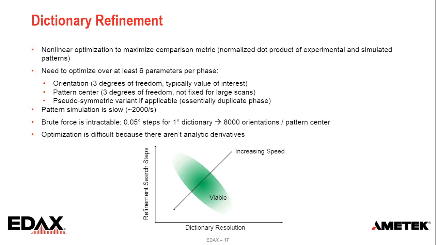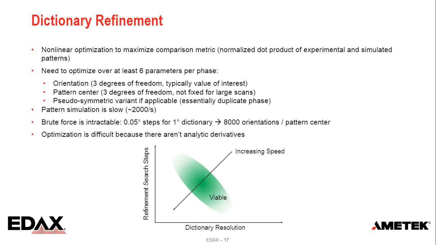And also, because of the way that the model works, we don't have derivatives available, which makes the optimization methods limited. And on top of all that, simulating the patterns with the CPU approach that EMSoft uses is relatively slow. Normally something like 2,000 patterns per second. You can multi-thread it, but that only buys you so much.